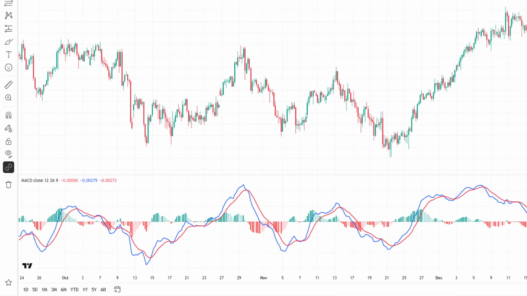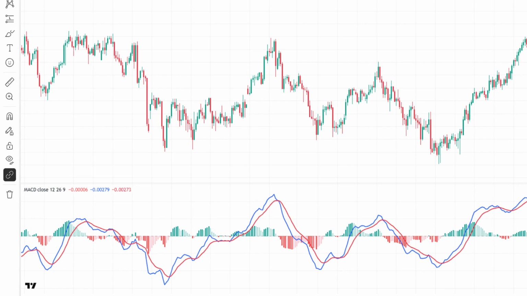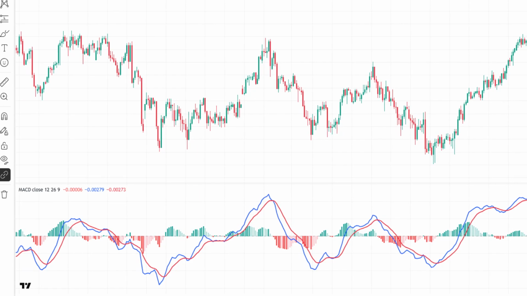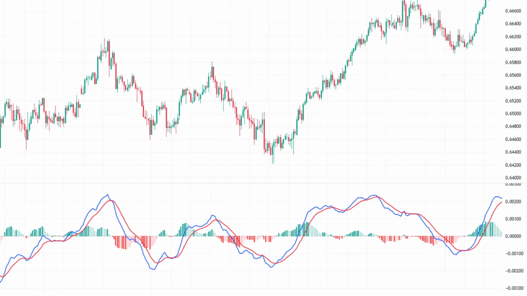The next element of this indicator is the histogram. The histogram shows the distance between the MACD line and the signal line. Think of it as a visual representation of momentum. When the histogram bars are growing larger, momentum is increasing, and when the histogram bars are shrinking, momentum is weakening. This can sometimes give traders an early warning that a trend is losing strength, as well as an early warning that a trend is building momentum.